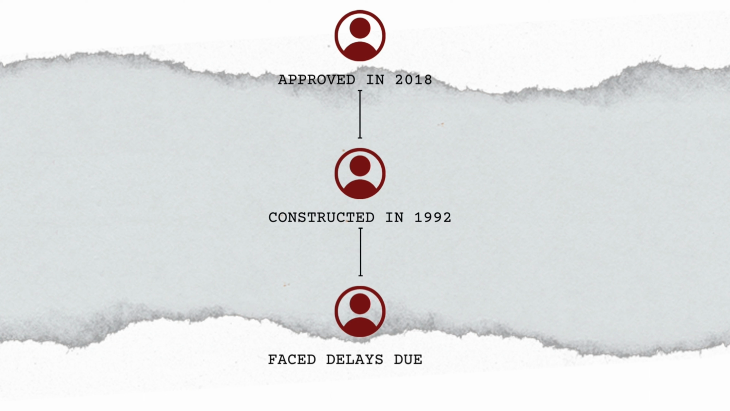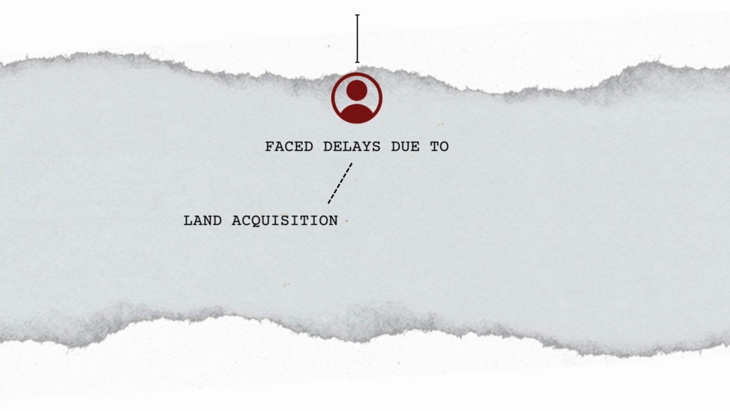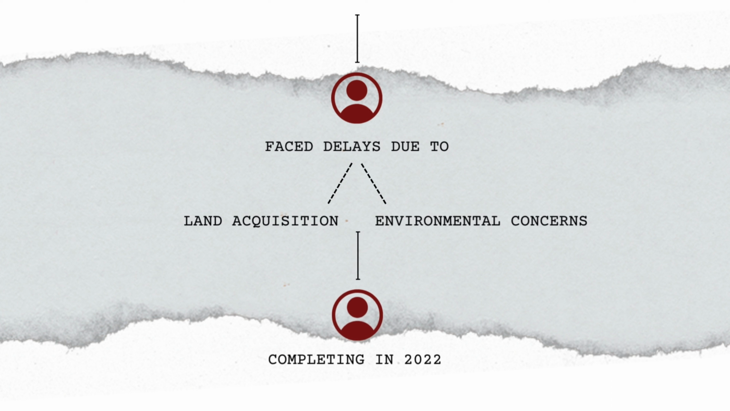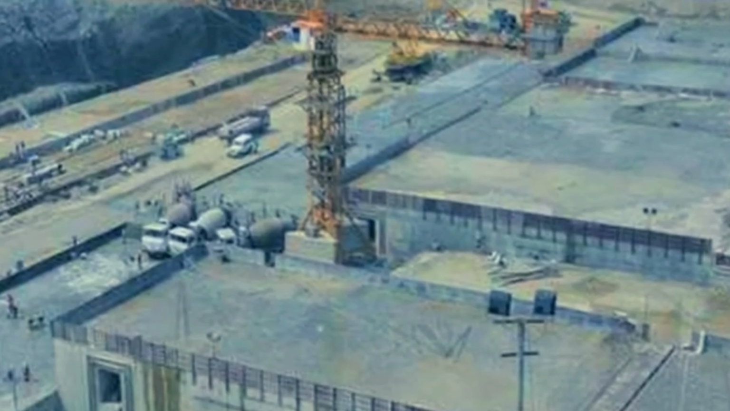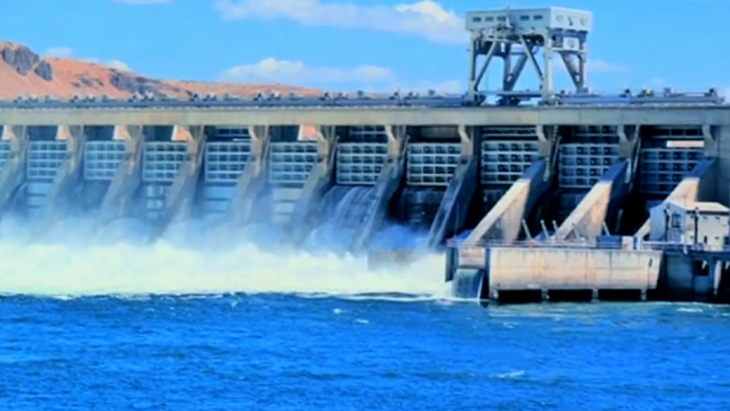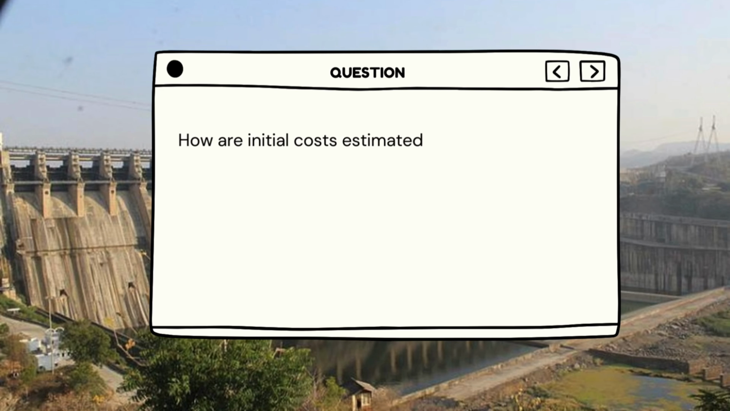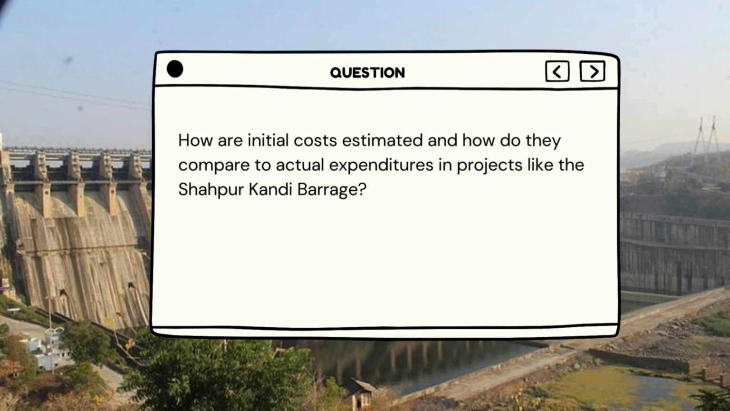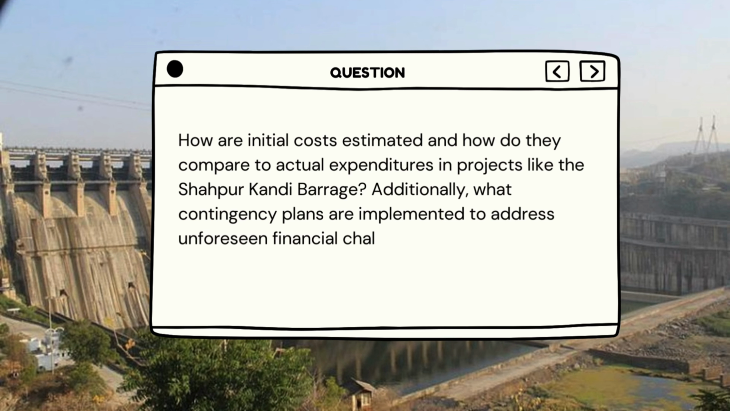Initially approved in 2018, construction started in 1992 and faced delays due to funding, land acquisition, and environmental concerns, finally completing in 2022. Certainly, from a broader perspective, a significant question related to the completion of the Shahpur Kandi Dam project could be: how are the initial costs estimated and how do they compare to actual expenditures on projects like the Shahpur Kandi Dam? Additionally, what contingency plans are implemented to address unforeseen financial challenges or disruptions?